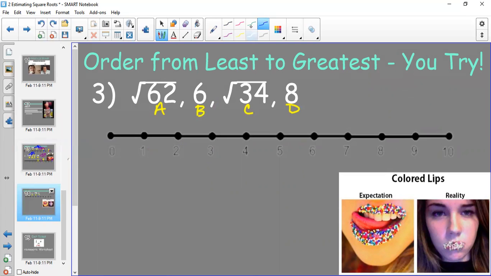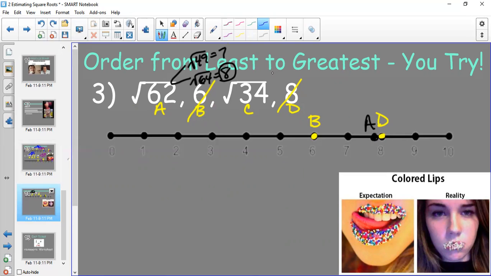All right, let's see how you guys did. Again, 6 and 8 are the 2 easy problems, so we'll put B and D there. Square root of 62 is very close to the square root of 64, which is 8. And it's also close to the square root of 49, which is 7, in between those two. It's closer to 64, so it's closer to 8. So it's in between 7 and 8, but closer to 8. So I would put point A just to the left of D.